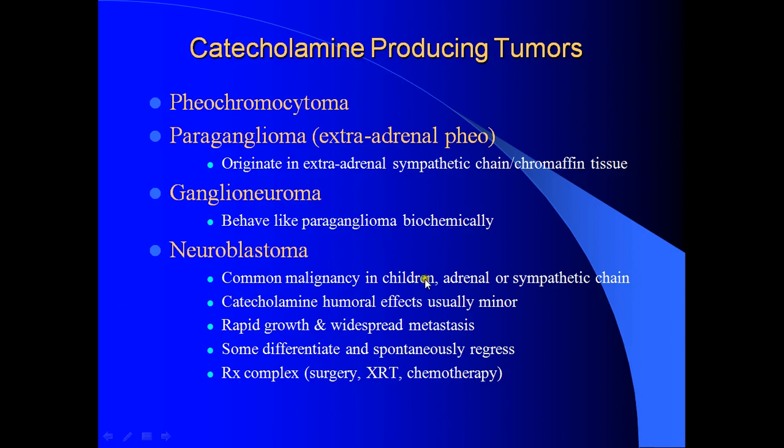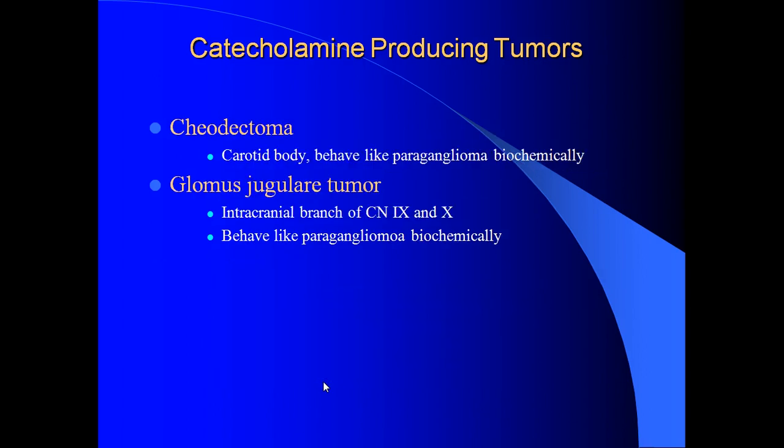Neuroblastoma is a common malignancy in children. It can be adrenal or of the sympathetic chain. Catecholamines' humoral effect is usually minor, so release of the hormone is usually less. Rapid growth and widespread metastasis is most common. Some differentiate and spontaneously regress. Treatment is complex, which consists of surgery, radiotherapy, and chemotherapy.